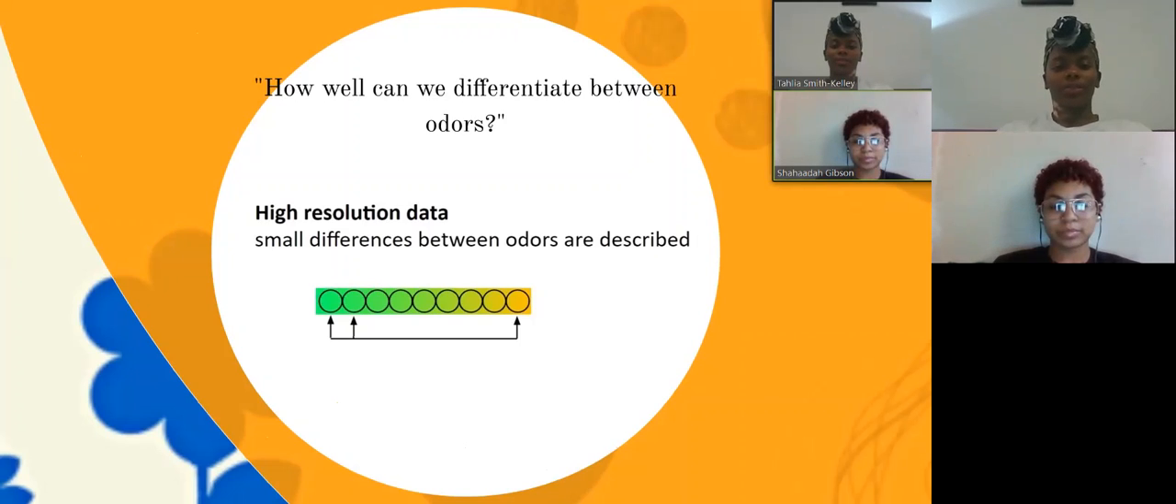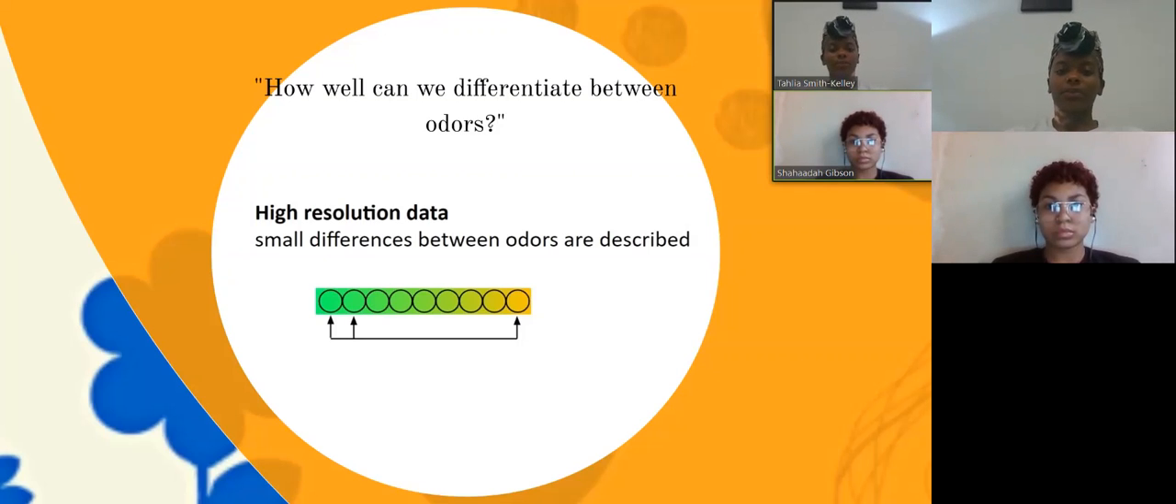And the last one is resolution. So how well can we differentiate between odors? With resolution, we want to be able to tell the small differences between odors that are described. So here's a small diagram of color from green going to yellow. With resolution, we want to be able to pick up on the small perceptual differences between odors. So the idea is that if we're able to pick up on these small perceptual differences, we're able to tell the difference between different shades of green and the way it transitions into a different color that may be yellow. And resolution was our main metric of focus this summer.